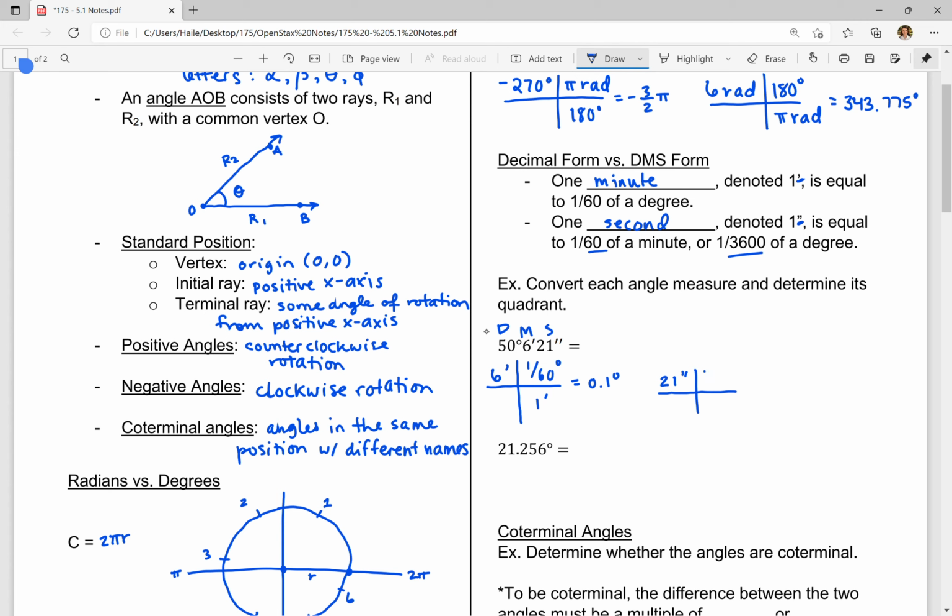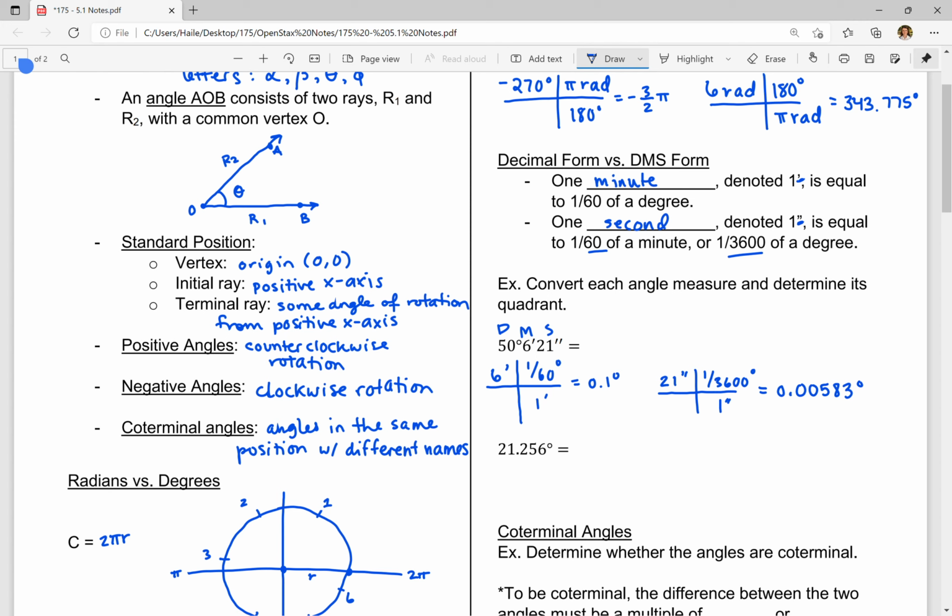So I'm going to put 1/3600 degrees on the top because I want to get to degrees. I'm going to put 1 second on the bottom because I want to cancel out the unit of seconds. So if I multiply 21 times 1/3600 in the calculator, I should get 0.00583 roughly degrees.